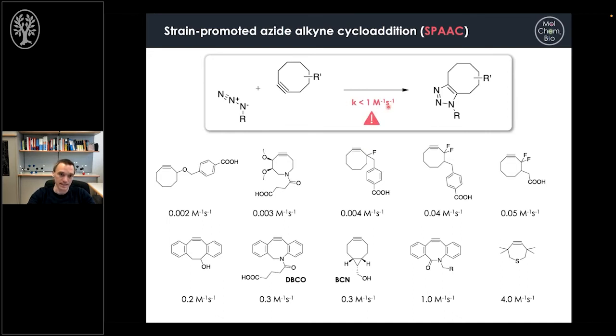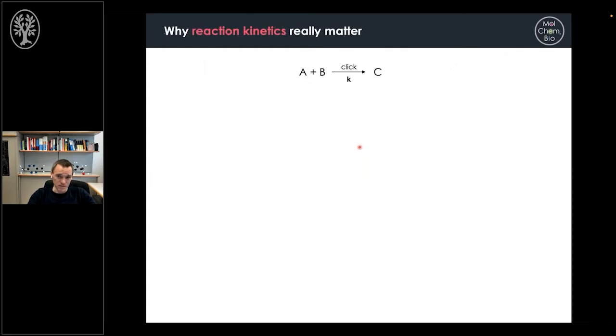order rate constant is in the range of 1. Some other examples now boosted this kind of chemistry up to 10 or even a little higher. But for these cyclooctynes shown here with the azide, it's in the range of 1 per molar per second. So it's always like this, okay, what does that number mean, and why do reaction kinetics really matter? So just to discuss that on an example, so let's imagine we have this reaction of A plus B, and that gives C, so a classic click reaction.